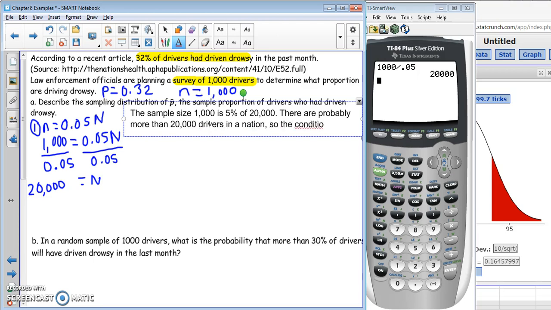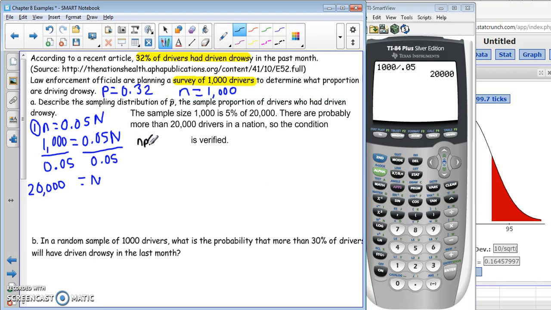So the condition, right, some space here so I can write it, is verified. I'm going to fill the blank here. Our condition here is that n is less than or equal to 5% of capital N, right, is verified. So that's the first thing we want to check for.